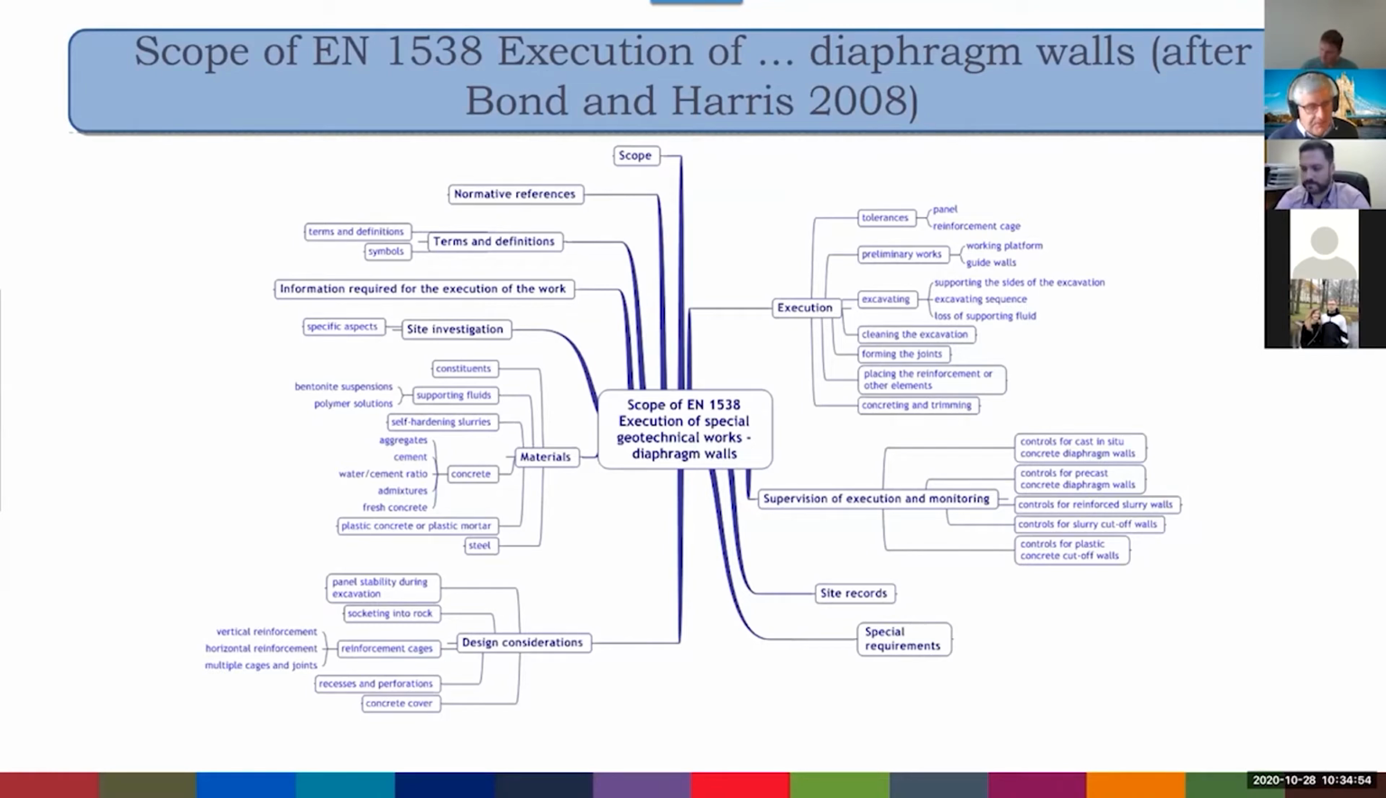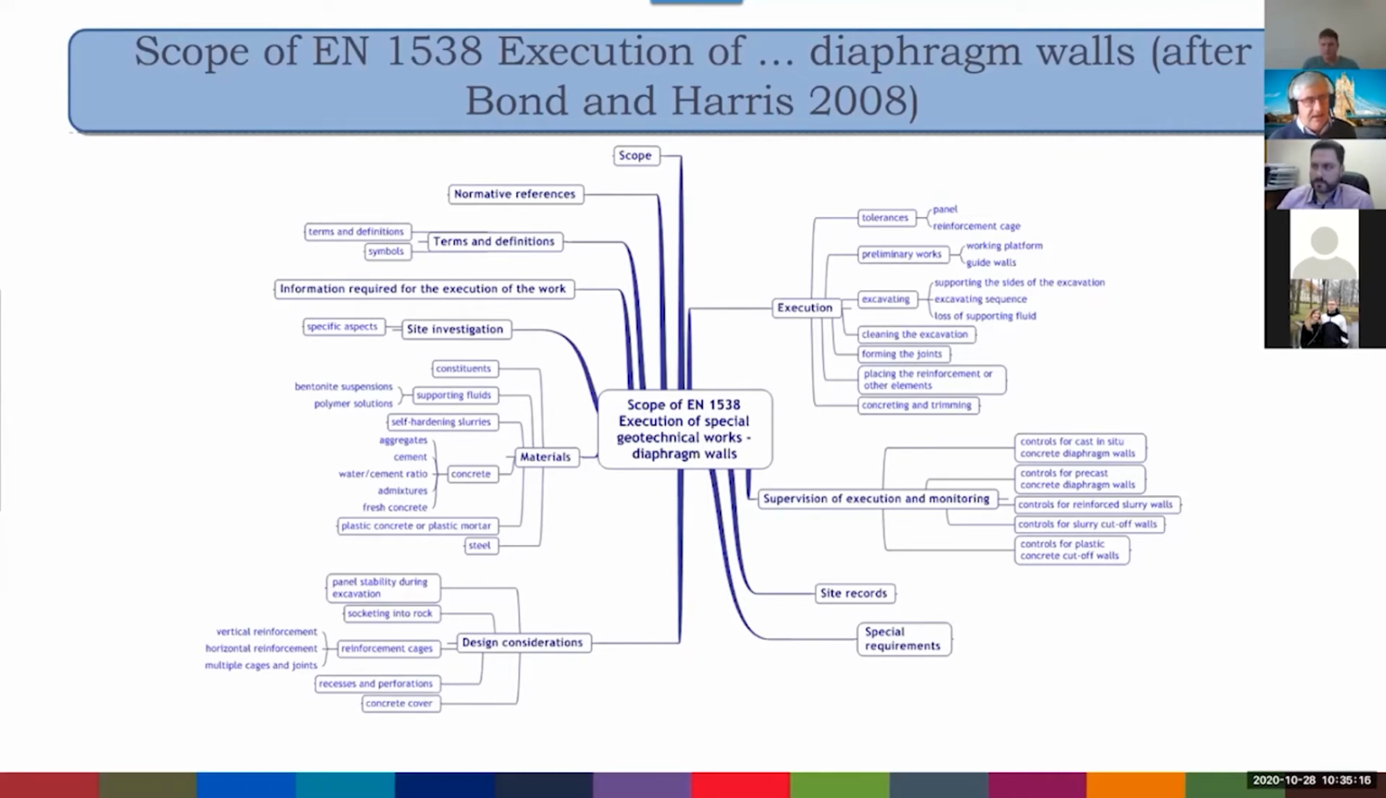It covers stability of a panel excavation. This is the one for diaphragm walls. It covers the design of the reinforced cage. It covers things like the concrete cover. What do you need to apply? All this detail is not in the Eurocodes. It's not in Eurocode 2. It's not in Eurocode 7. It is in these execution standards.